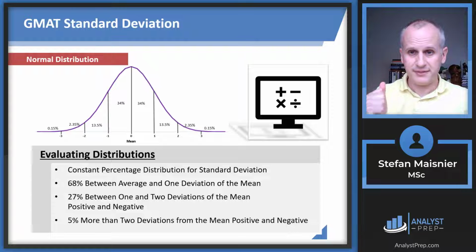Now, the other thing to note is that you've got exactly 50% of your distribution above the mean and exactly 50% below the mean. Again, they expect you to know these things broadly, conceptually.